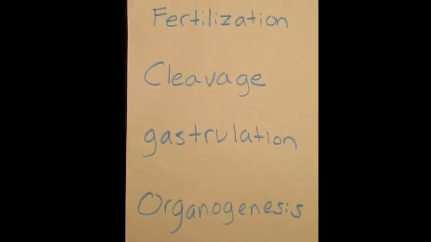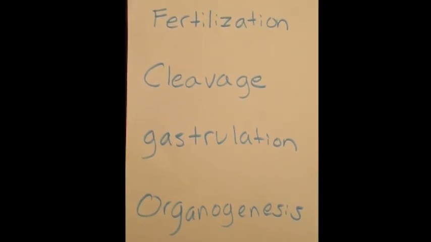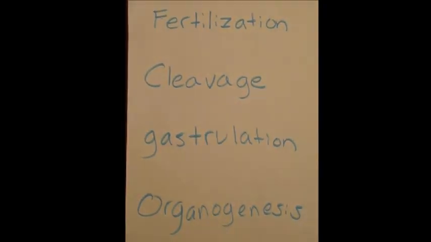In conclusion, the 4 stages of early embryonic development are fertilization, cleavage, gastrulation, and organogenesis.